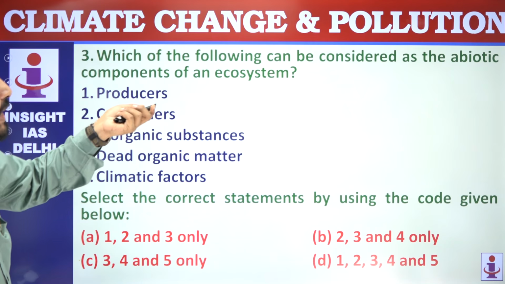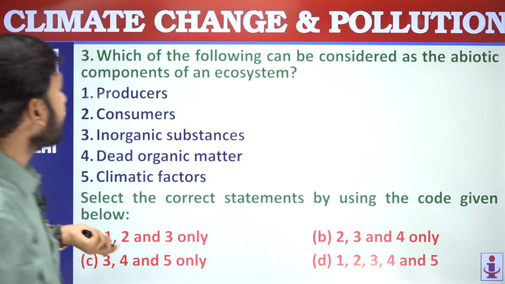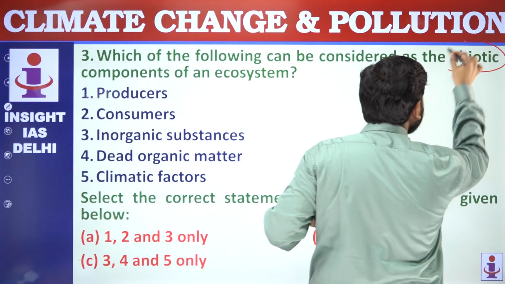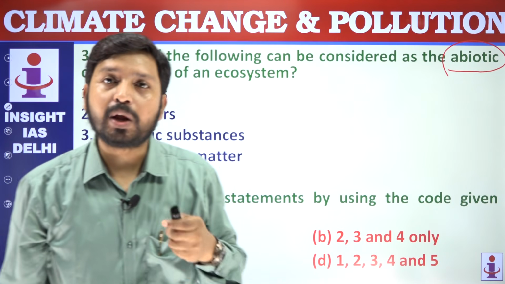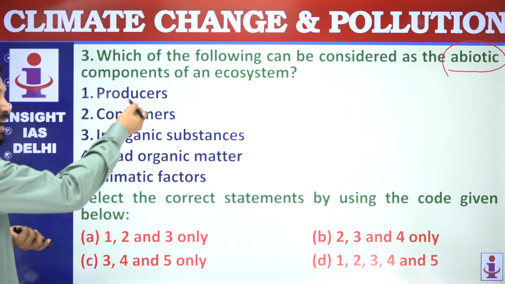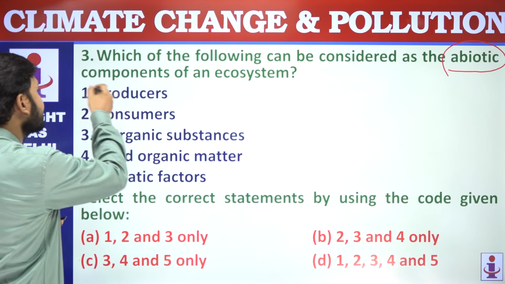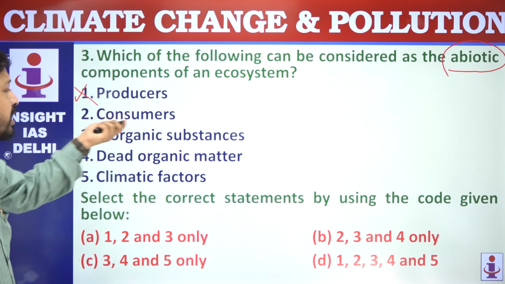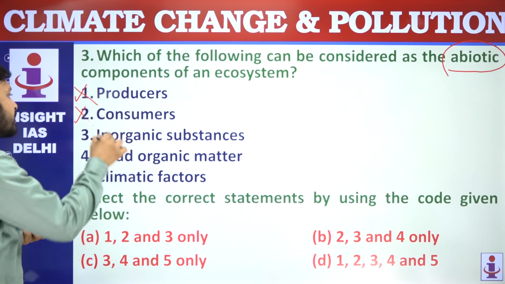Which of the following can be considered as abiotic component of an ecosystem? So they are asking about abiotic. Abiotic is nothing but the non-living aspect, whatever that is there, that is abiotic. So let's see, producers, plants, all these things will come under producers. So this is a living aspect, so this is wrong. Consumers, okay, this is also a living aspect, this is also wrong.